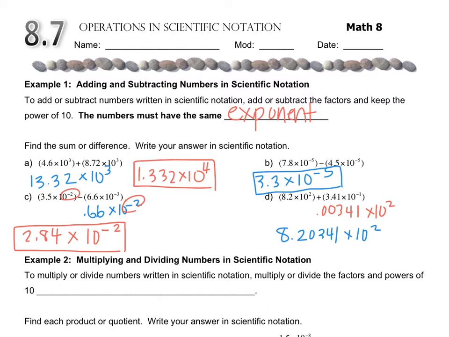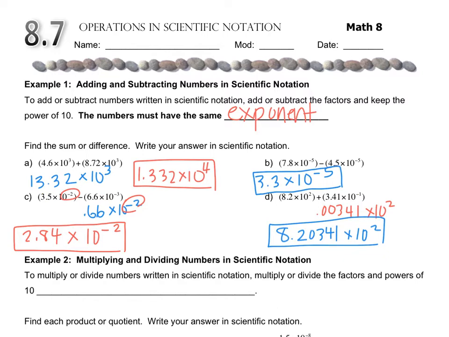Now I know that you're not going to get this after 4 examples, 2 of which are actually a little tricky. We're going to do more of these in class, but that's just the general understanding of what you do when you add or subtract in scientific notation.